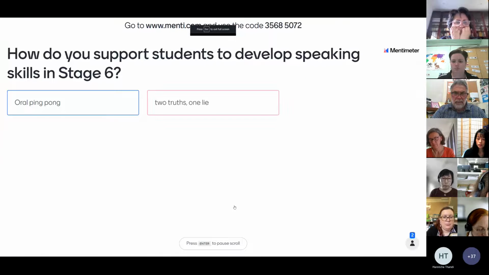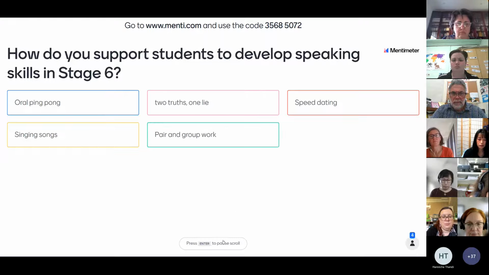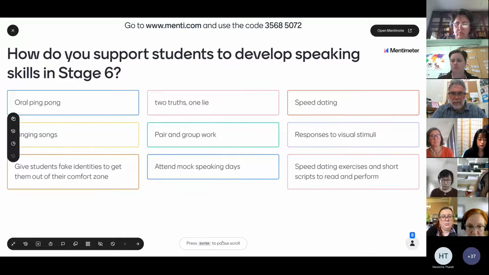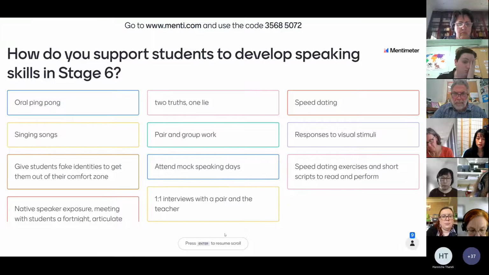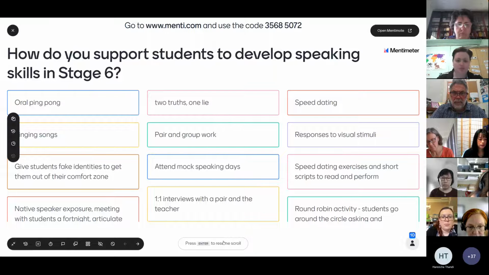Oral ping pong, 2 truths, 1 lie, speed dating, great. Yes, opportunities to attend speaking days or more formal sort of things through perhaps your specific language organisations, or ones that you arrange with other schools. I've heard of that as well. Local schools that teach your language in stage 6.